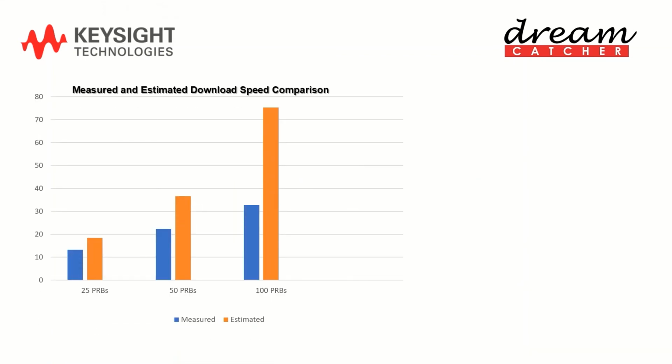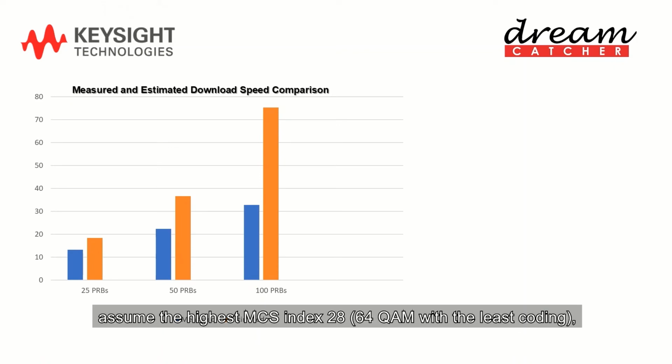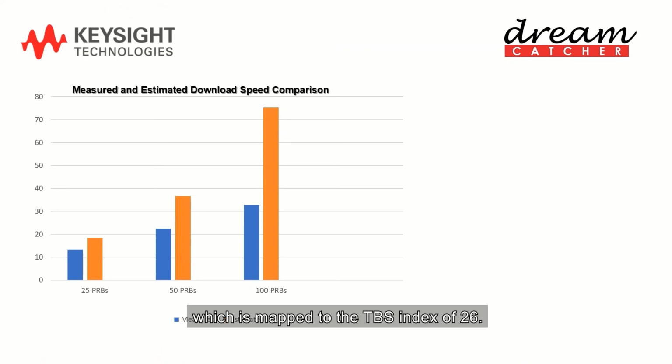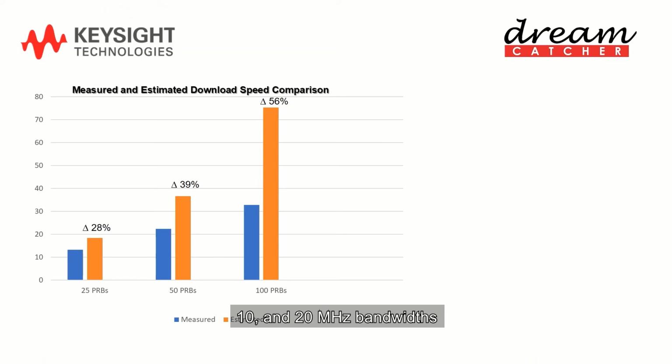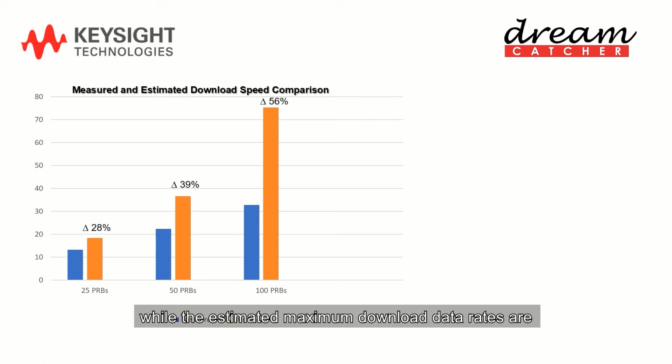In this experiment, assume the highest MCS index 28, 64QAM with the least coding, which is mapped to the TBS index of 26. The average measured download data rates for 5, 10, and 20 MHz bandwidths are 13.27, 22.41, and 32.79 megabits per second, while the estimated maximum download data rates are 18.336 megabits per second, 36.696 megabits per second, and 75.376 megabits per second respectively.